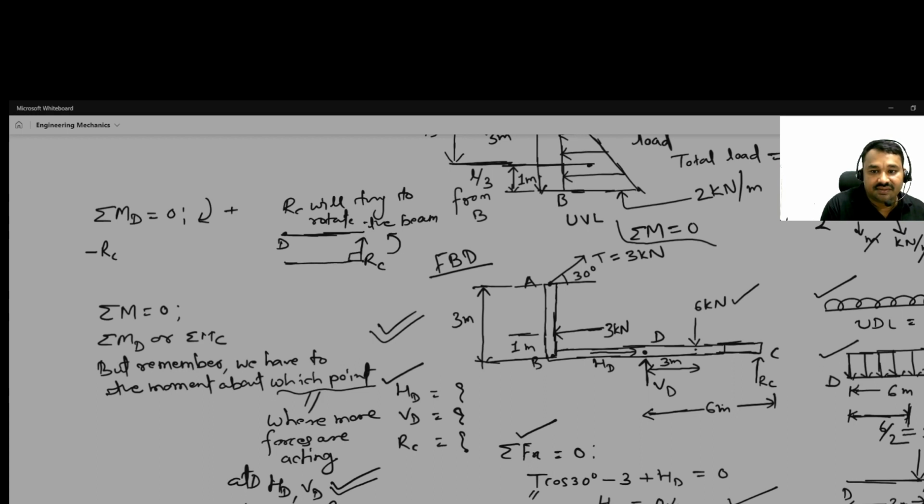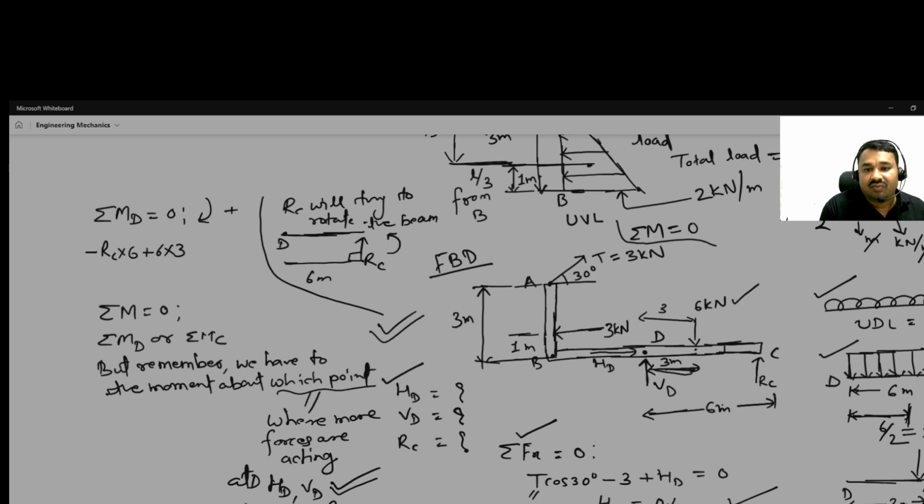This distance is how much? 6 meter. So it is multiplied by 6. Okay, and then this is done. What about the 6 kilonewton? It is acting downward, means it will try to rotate the beam clockwise. So 6 multiplied by this distance, from here to here, it is 3. So this is also done, 6 kilonewton.